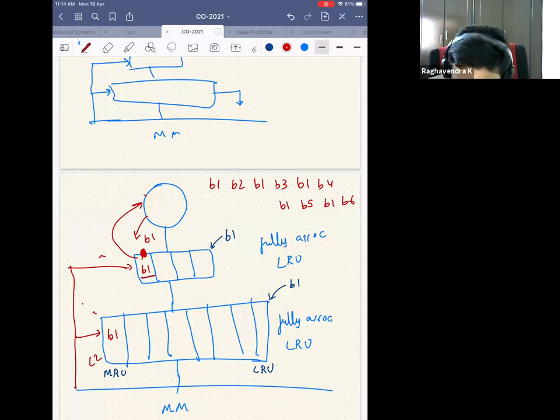So here the B1 will always end up being in the MRU position, right? It will go here and again come back to the MRU position. It will go here, come back to the MRU position. But whereas this B1 will go like this and will finally go to the LRU position, because the access of B1 is not going to the level 2 cache.